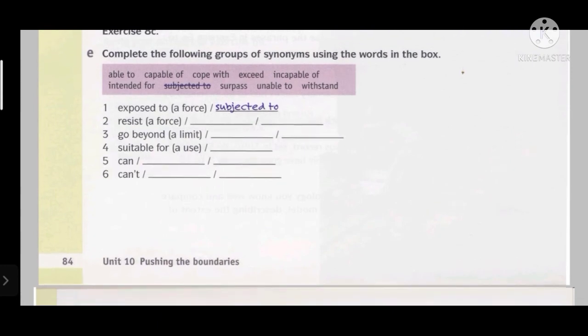Number 8 complete the following groups of synonyms using the words in the box. These are the same synonyms that we took in the slides. Number 1 exposed to a force equals subjected to. What about number 2? Number 2 is cope with, withstand. Okay, what about 3? Yes, very good. Exceed, go beyond means exceed and surpass. Okay, number 4. Yes, suitable for means intended for. Number 5.